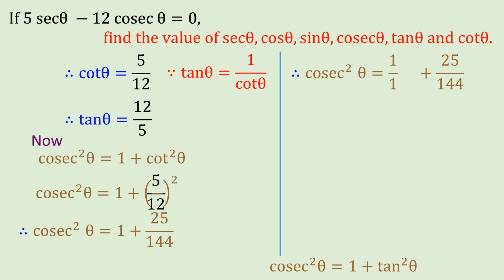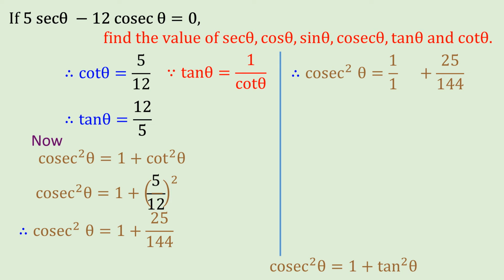So let us take the other part. As you know, cosec square theta can also be written as 1 plus 25 upon 144. You can see that these are two fractions with different denominators, so you can't add them directly.